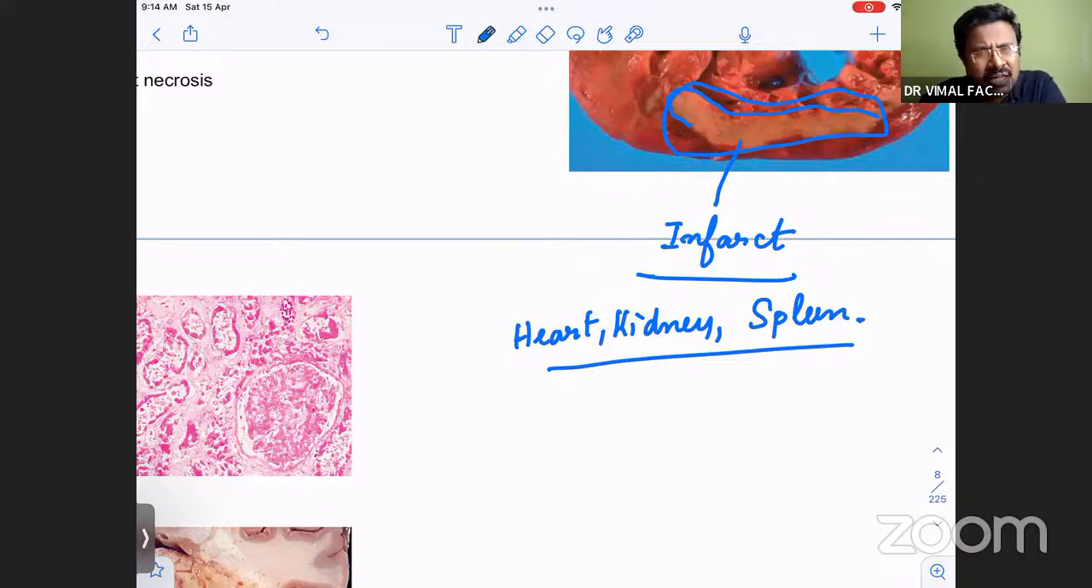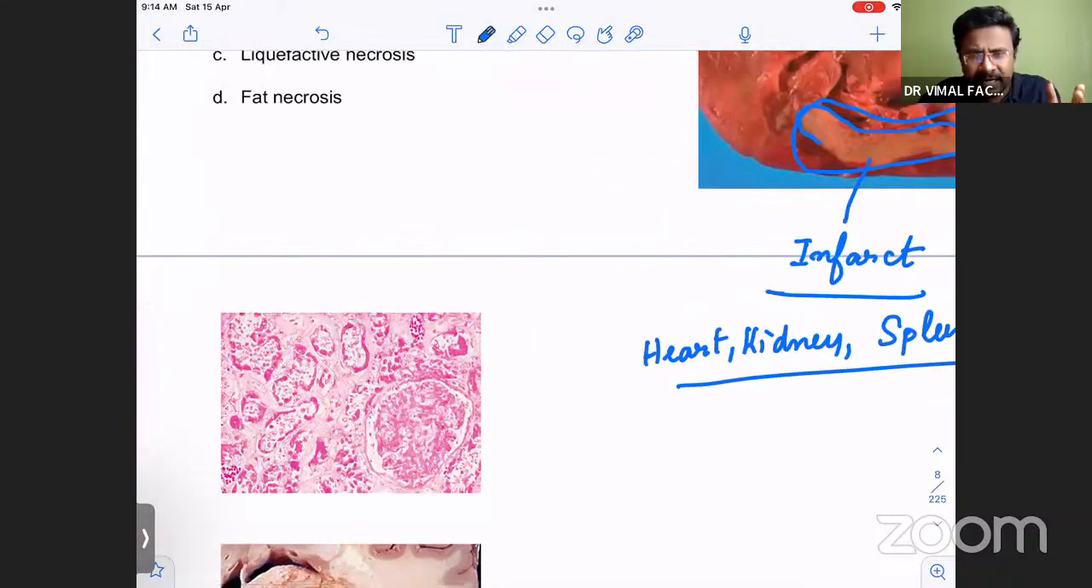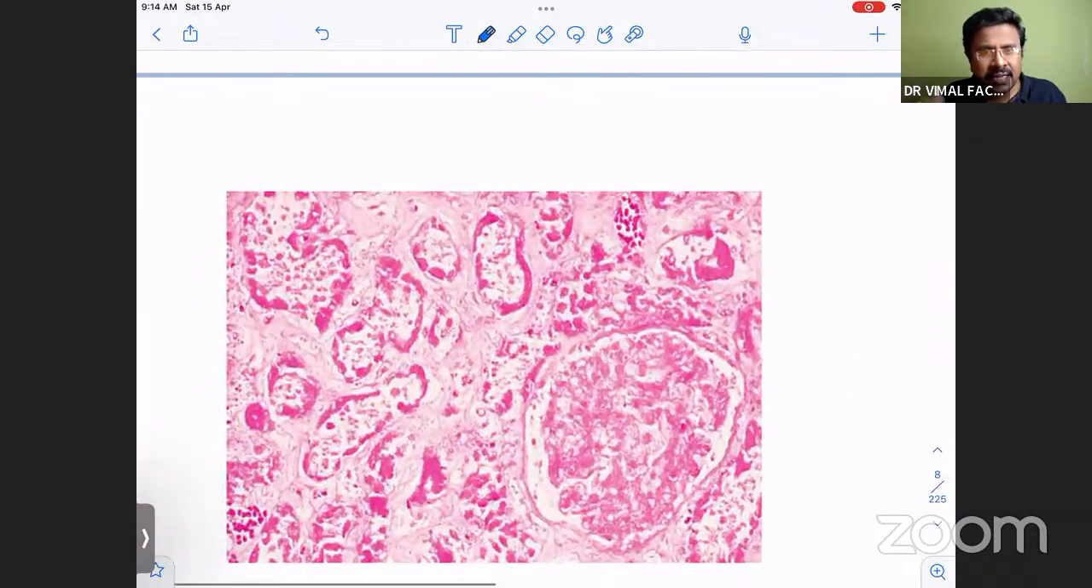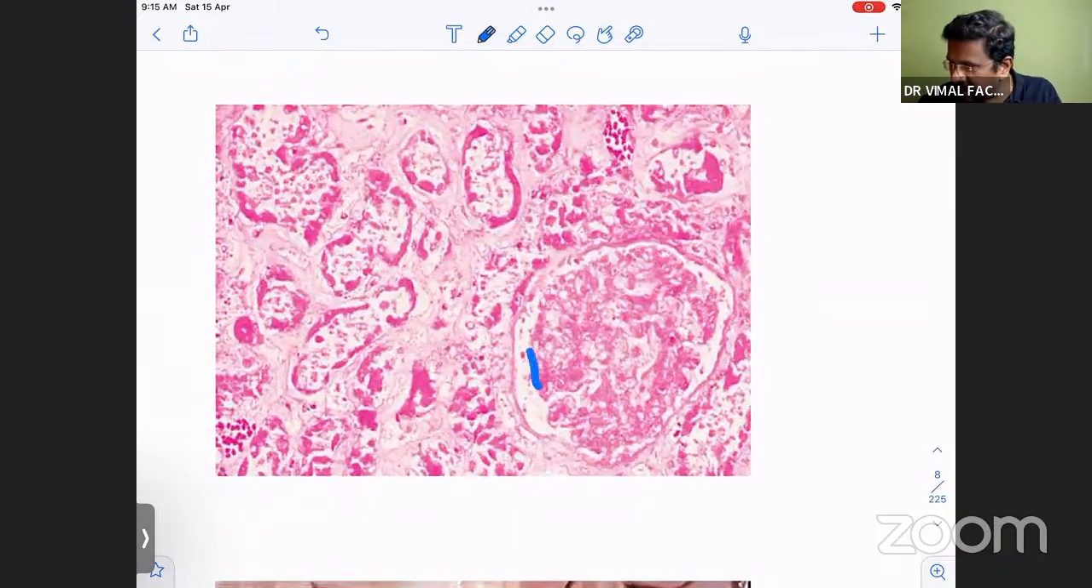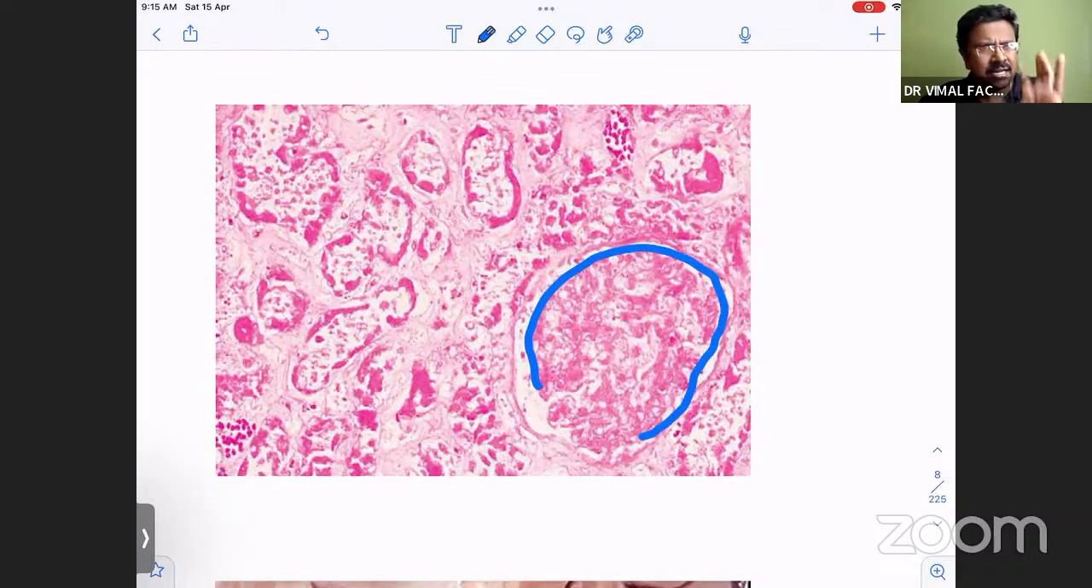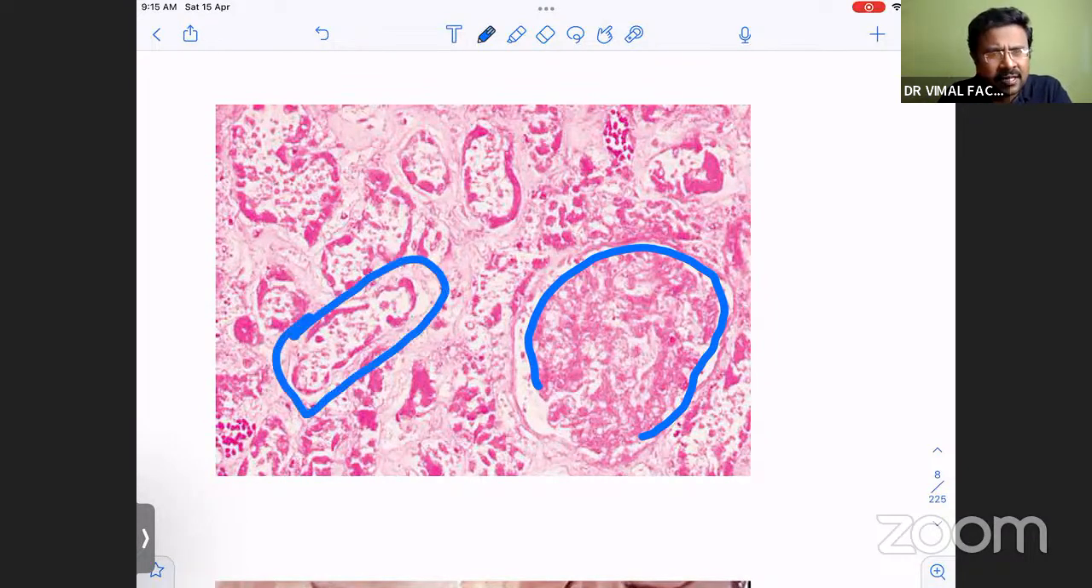What is the histological appearance in coagulative necrosis? The tissue architecture will be maintained, that is, the outer architecture. For example, see here. This is a histology section of an infarcted kidney. This is the glomerulus, it resembles a glomerulus, and these are the tubules. The outer architecture is maintained.